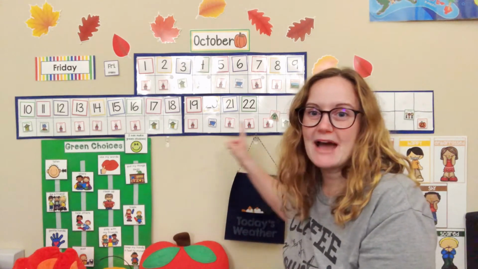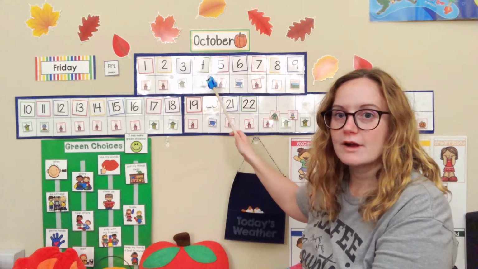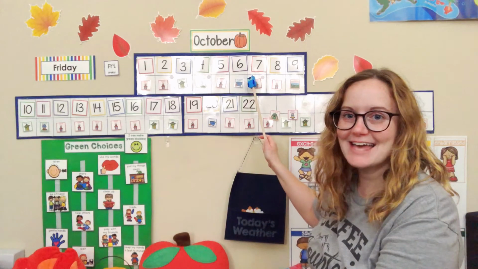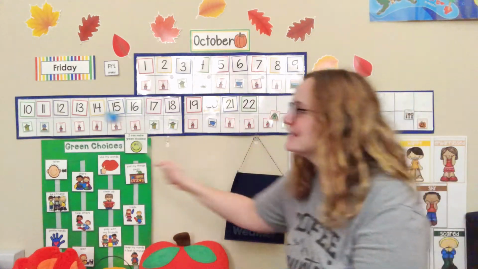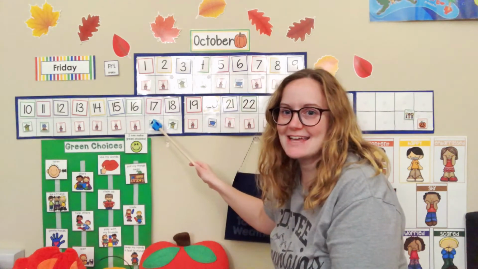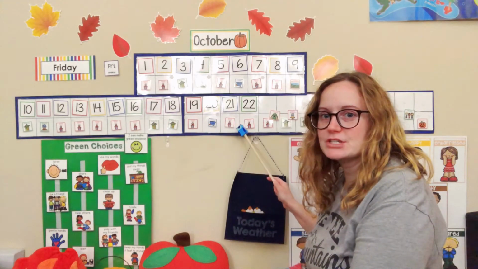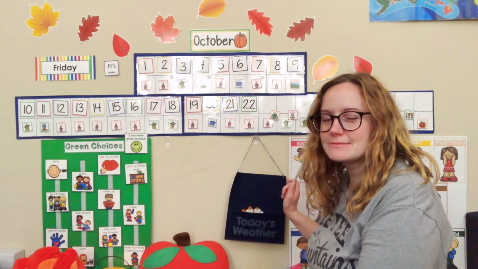So now that we've figured out our day of the week, it's time for us to do some counting to figure out what number we're on. So I have my little pointer all ready to go. Are you ready to count with me? 1, 2, 3, 4, 5, 6, 7, 8, 9, 10, 11, 12, 13, 14, 15, 16, 17, 18, 19, 20, 21, 22. What number comes next?